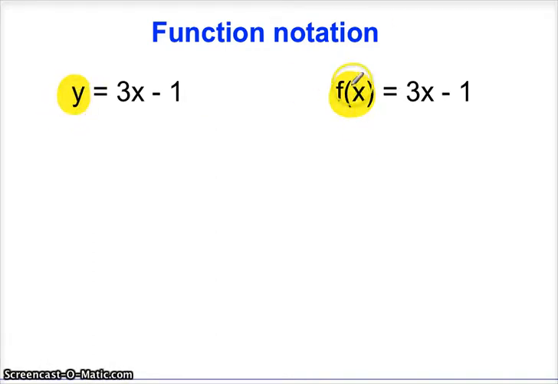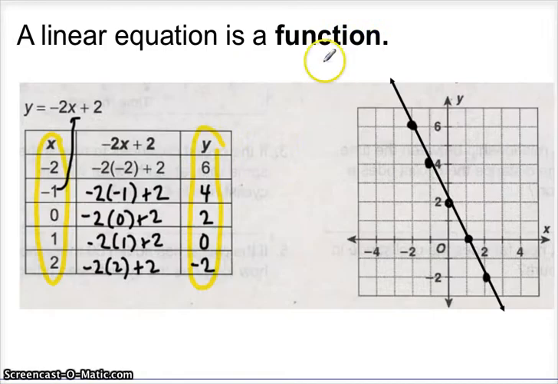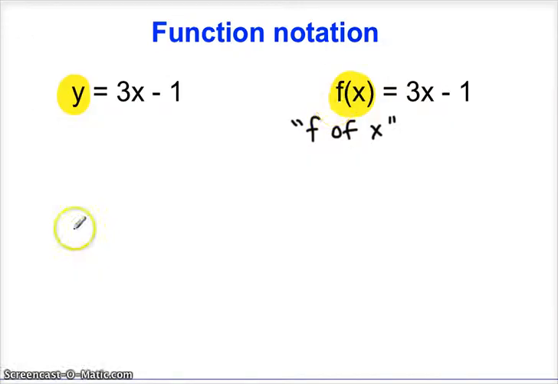The way we say this out loud, we don't normally say f parentheses x. We read that as f of x, a function of x, meaning x is my variable in my equation here. And I'm just going to say this is a function of x because when we're back to linear, to lines, linear equations are functions. So f of x.